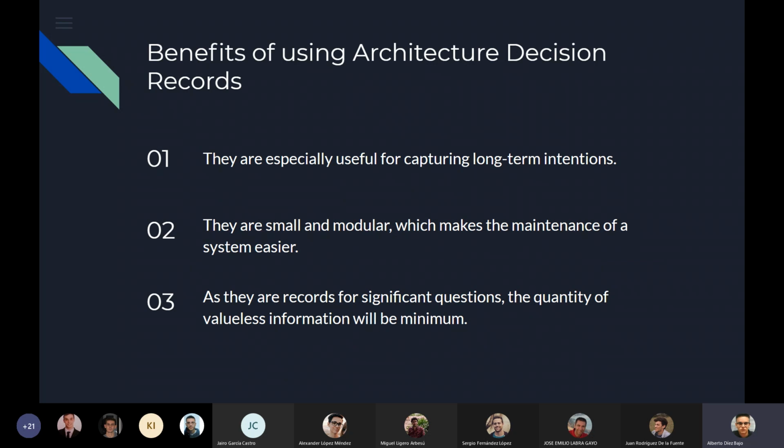And the last but not least is that they are records for significant questions, and then the quantity of valueless information will be minimal. What do we want to say with this? In these records, we will only cover the aspects that really matter when we are declaring one record, for instance, the context and the scope, forgetting about every unessential point and providing a great approach for knowledge sharing and transparency.